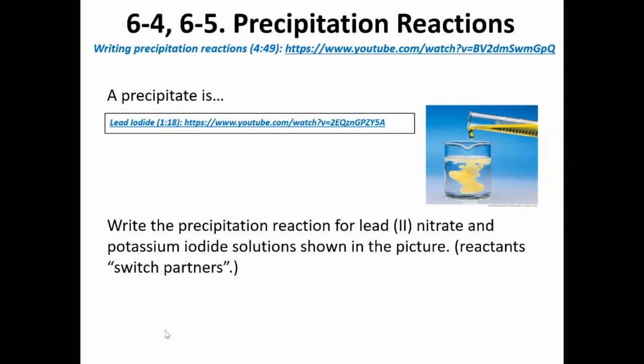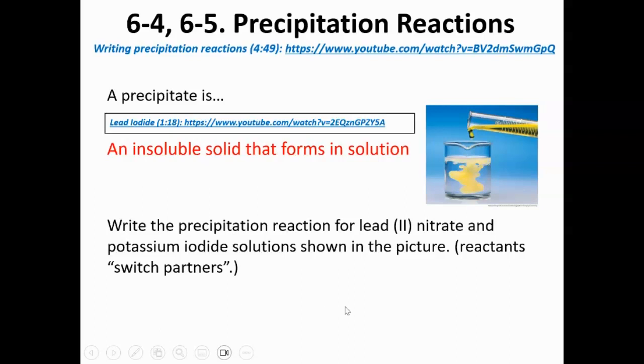Let's start with the precipitation reactions. What is a precipitate? A precipitate is when an insoluble solid forms in solution. We can see in the picture on the right, we had a clear colorless solution in the beaker and a clear yellow solution in the graduated cylinder. But when we combine them together, what happened? A yellow solid formed. So that's a precipitation reaction. We're forming an insoluble solid.